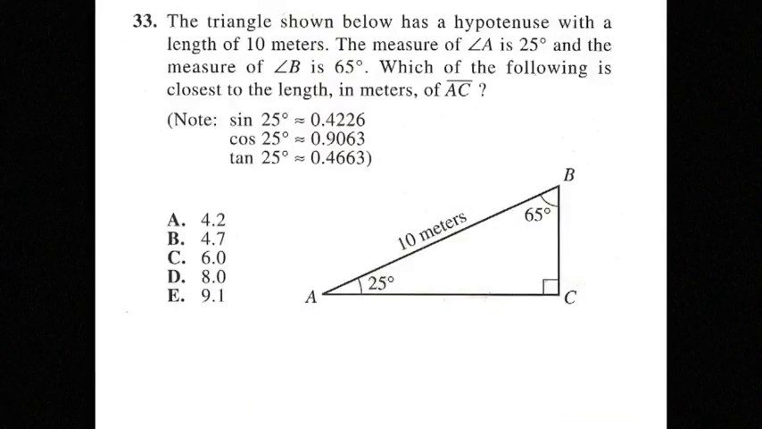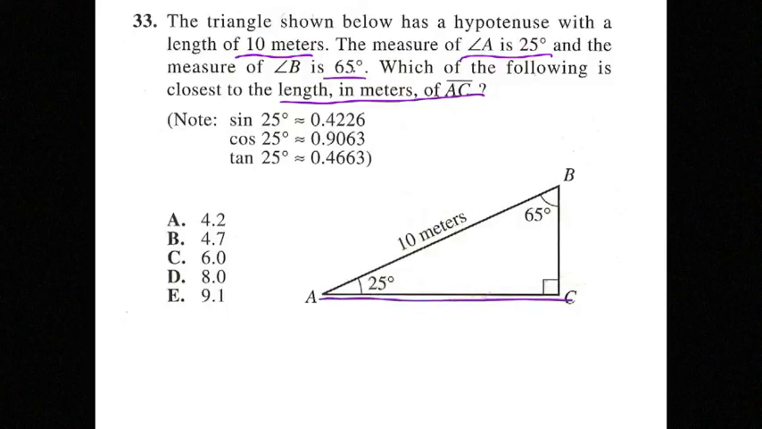33. The triangle shown below has a hypotenuse with a length of 10 meters. The measure of angle A is 25 degrees and the measure of angle B is 65 degrees. Which of the following is the closest in length of AC? That is this distance here.